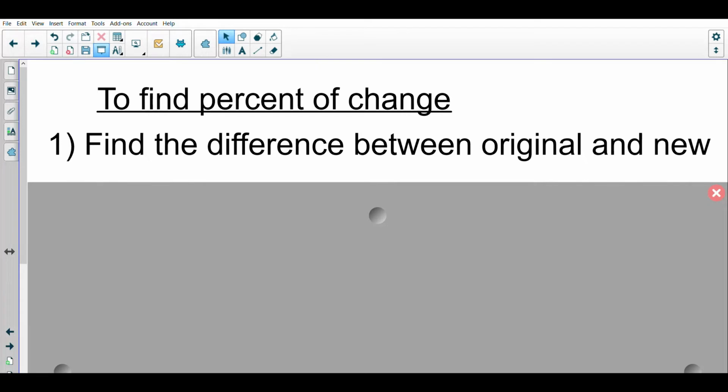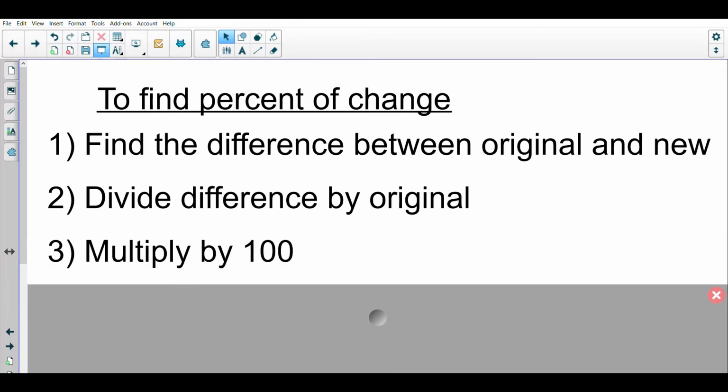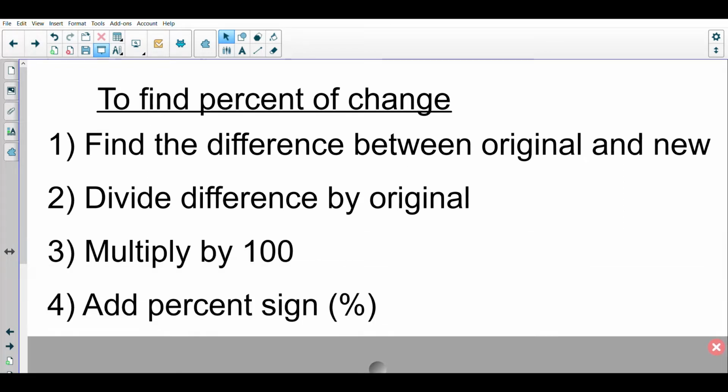Once you identify whether it's an increase or decrease, you find the difference between the original and the new. So you just subtract the two. It doesn't matter which one comes first, just make sure the biggest one comes first so you have a positive number. Number two, divide the difference by the original. You always divide by the original. And then you multiply that by 100, add a percent sign, and that'll give you your percent. We'll go through an example of that after we cover the other slides.